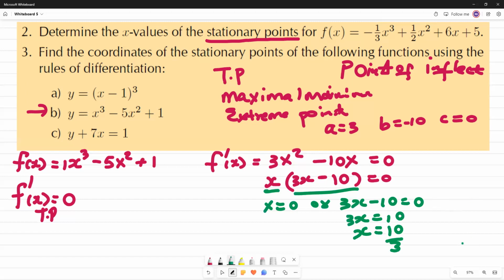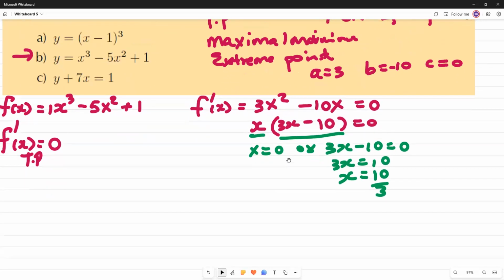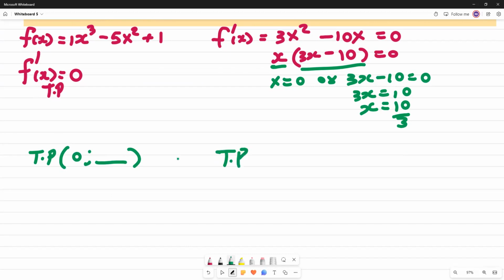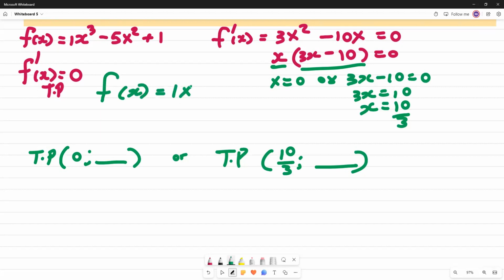So now we are going to do this. We have the two x values on the turning points. So I know that TP1, the x value is 0. I don't know the y value. And then I know that the other TP is 10 over 3, but I don't know the y value as well. But the good thing is I have the function. Remember, I have the function as f of x equals 1x cubed minus 5x squared plus 1.